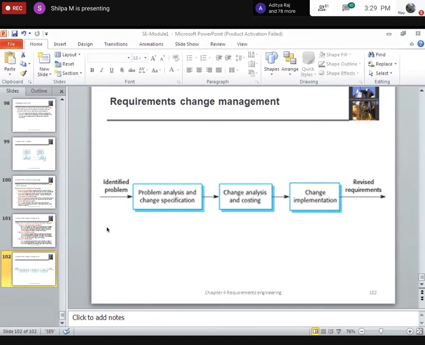Okay. You identify the problem analysis, and you give the change specification, that is, what the changes to be made are, and you change it in your requirements document. Then you analyze the change and costing, that is, where you will make the changes and what the cost involved is. Yes, if you say that yes, I can make the changes, then you will make the change in the implementation. You will give the revised requirement. Okay.